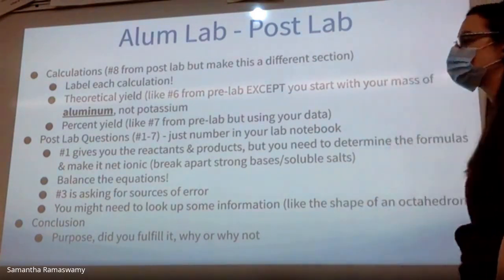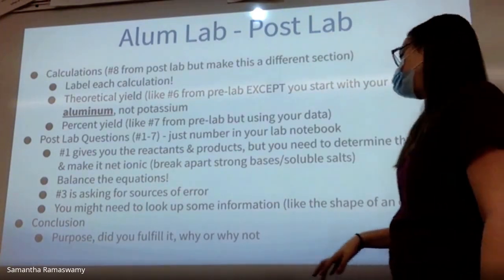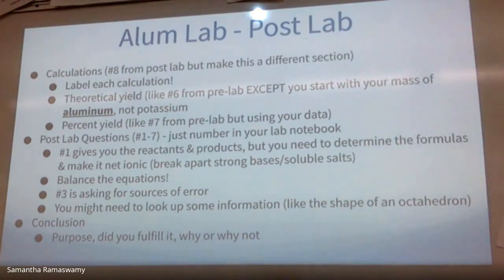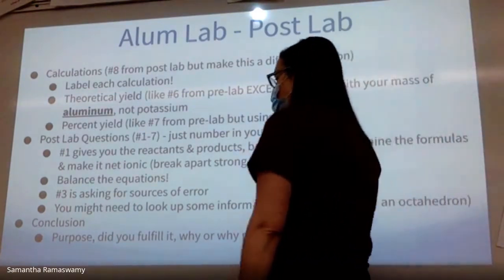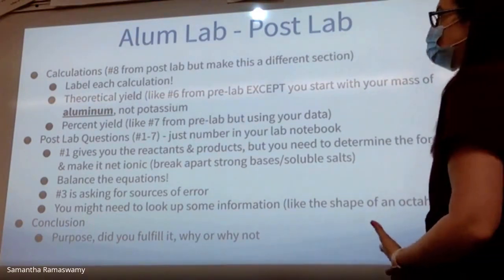Number 3 is asking for sources of error. So number 3 of the post-lab is just asking, why did you not collect 100% of the crystals? So what sources of error did you maybe have? If you're like, I'm not sure, think about what could have happened. Did you get all the crystals out of the beaker yesterday when you filtered? Right, things like that. Did some splash out? Some of the post-lab questions you might need to look up, like the shape of an octahedron, if you're not sure what it looks like. And then conclusion: purpose, did you fulfill it, why or why not? So you'll have 3 sections for post-lab. Calculations are short, it's 2 calculations, post-lab questions, and then conclusion.